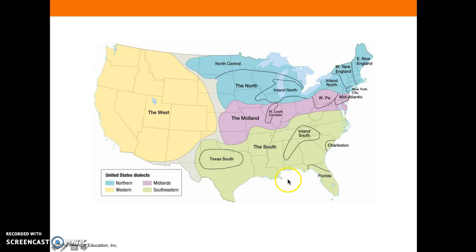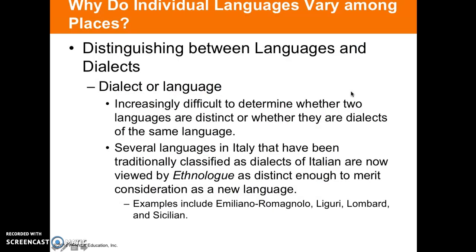So here's some of our big dialects here. We've got the Western dialect, the Southeastern, the Midlands, and the Northern. And within these areas, you have variations. And so a dialect in Chicago might sound a little different than, like, a New York City accent.